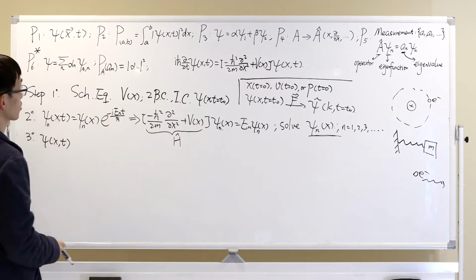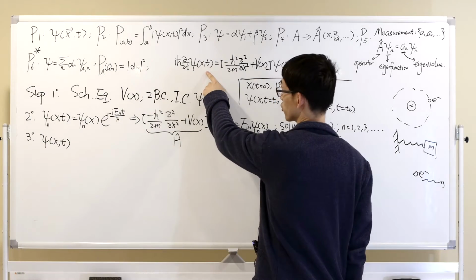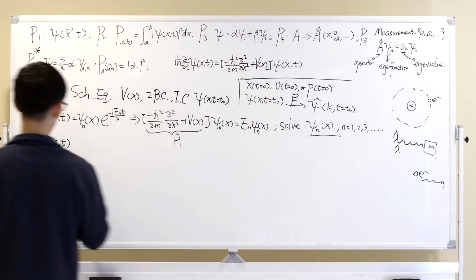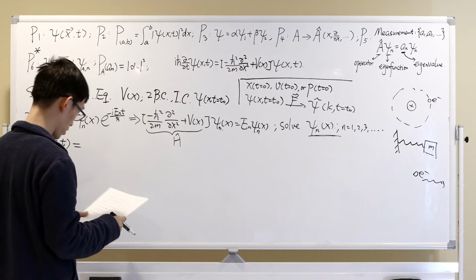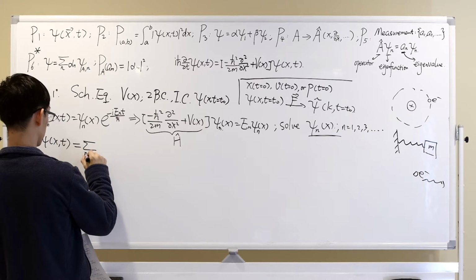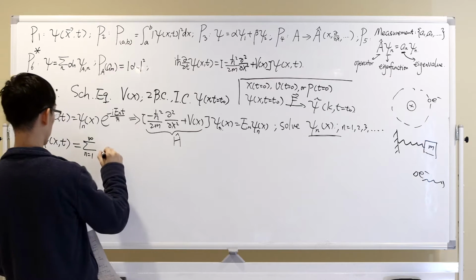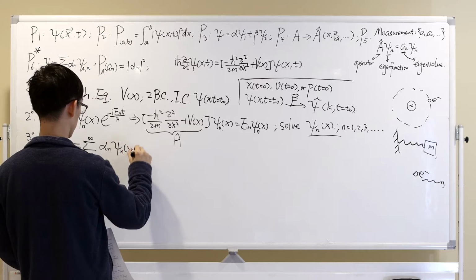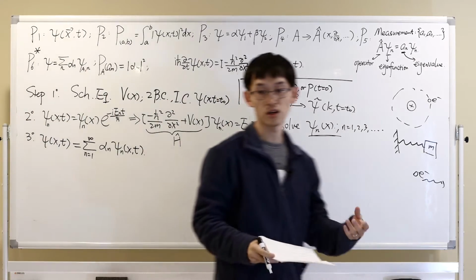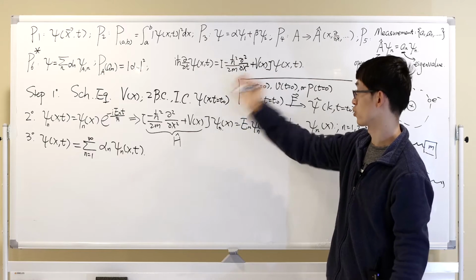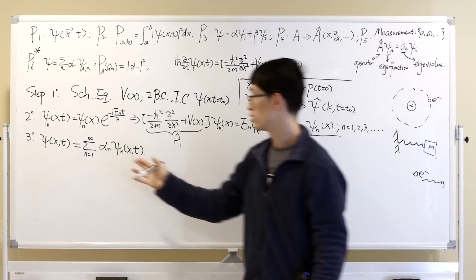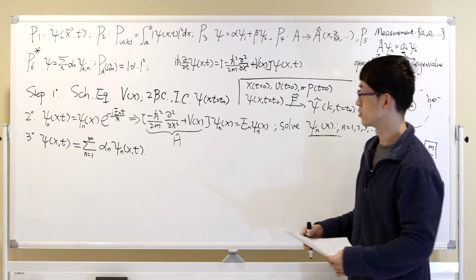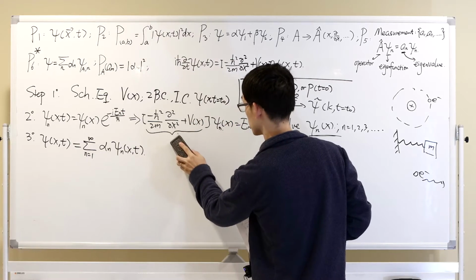psi(x,t), the actual solution corresponding to the Schrödinger equation that will satisfy the initial condition, would be a superposition of all these eigenfunctions, right? Because eigenfunctions are possible configurations of the Schrödinger equation. We just solved them, and then the superposition of them is also a possible configuration. And let's put this here.